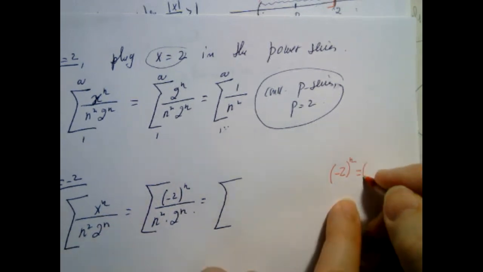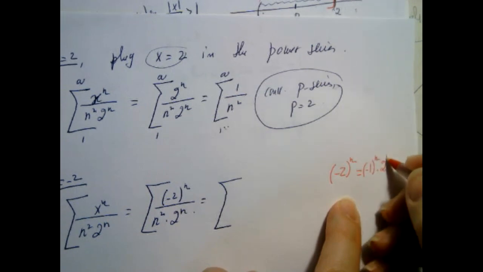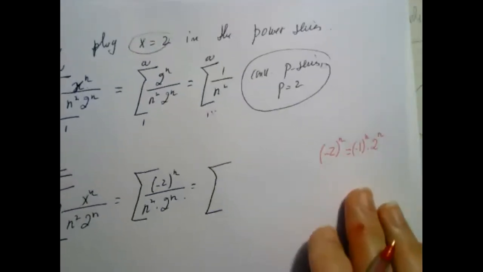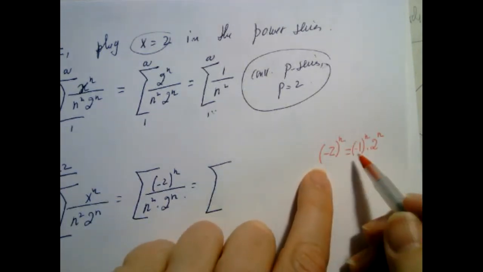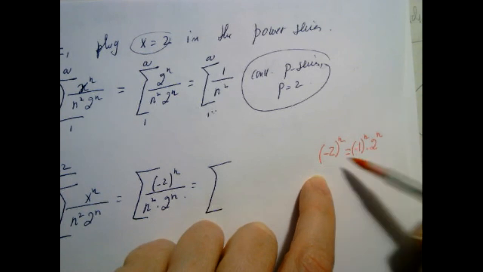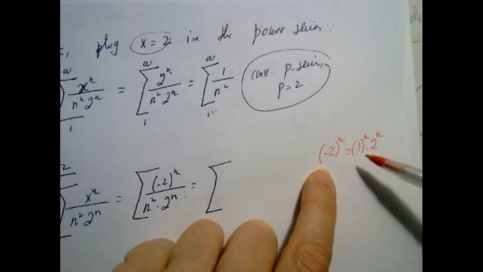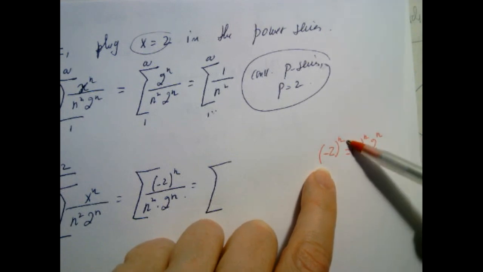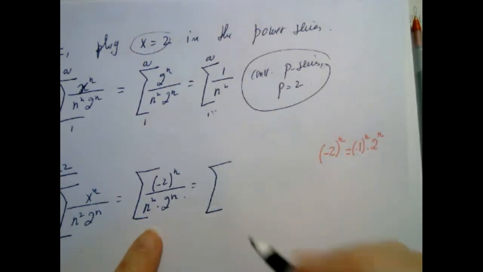-2 to the n, I can rewrite as -1 to the n times 2 to the n. I can basically rewrite it this way, and that's really crucial. Those are exactly the same thing. If n is 0, we get 1 and 1. If n is 1, that's negative 2. If n is 2, I will have 4 and 4. If n is 3, -8 and -8. And what's the benefit of doing this?